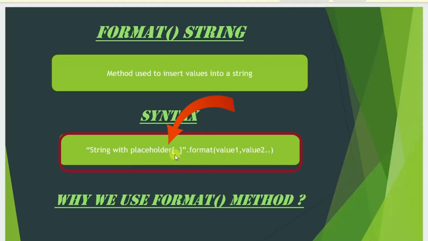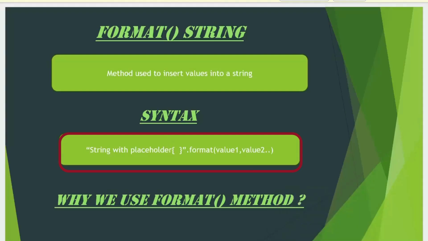We use curly braces as placeholders for the values we want to add. After the string, we use the dot format method and pass the values we want to insert into the placeholders. These values can be variables, numbers, or text. Each curly brace in the template string corresponds to a value inside dot format. The first curly brace gets the first value, and if we have another, the second curly brace gets the second value, and so on.